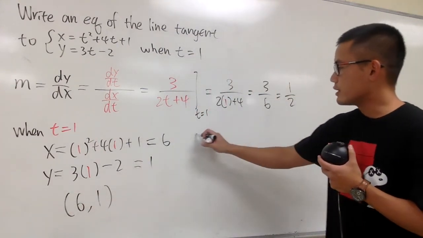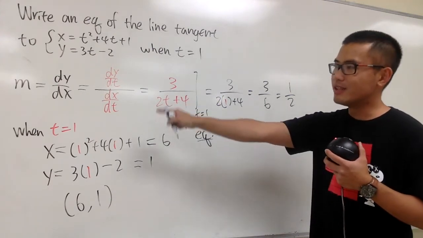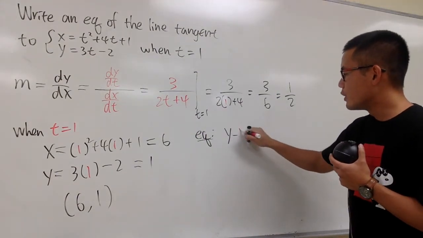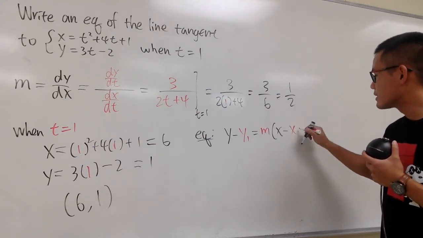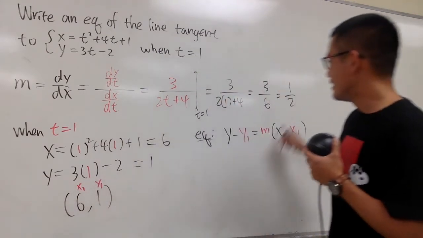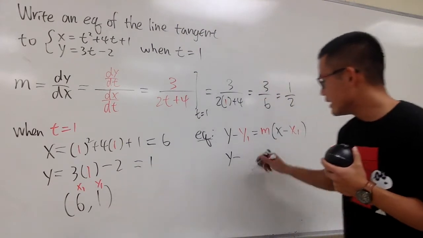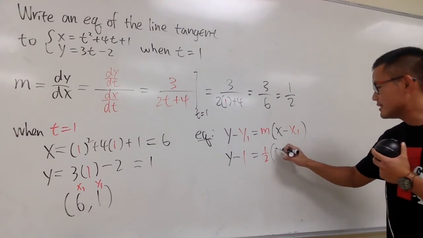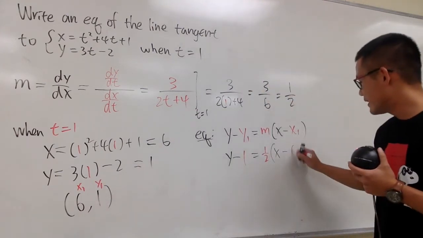Okay, so equation of the line. Let me use the point-slope form first because we have the point and then the slope, right? So that means it's going to be y minus y1 equals m times x minus x1. Okay, so this is my x1, this is my y1, and this is my m. Okay, y minus y1 is 1, and then the m is 1/2. Parentheses, x is still the x in black, and then minus x1, which is 6, right?